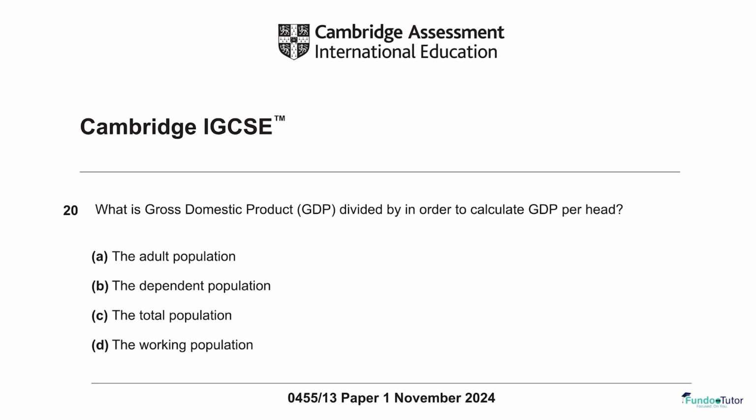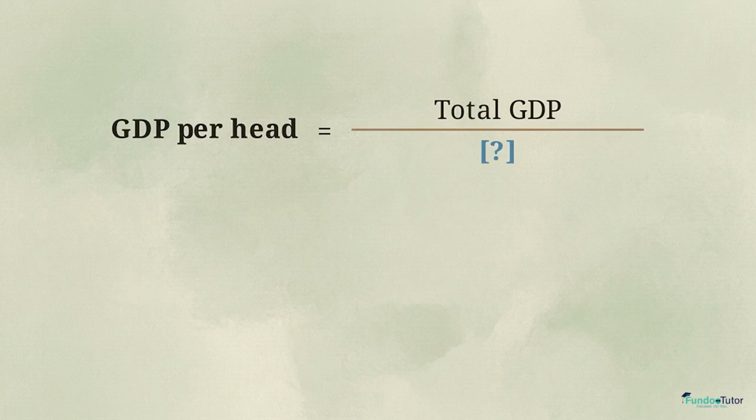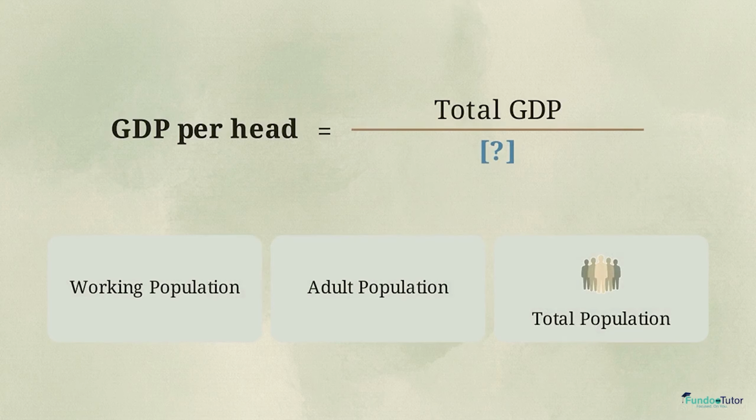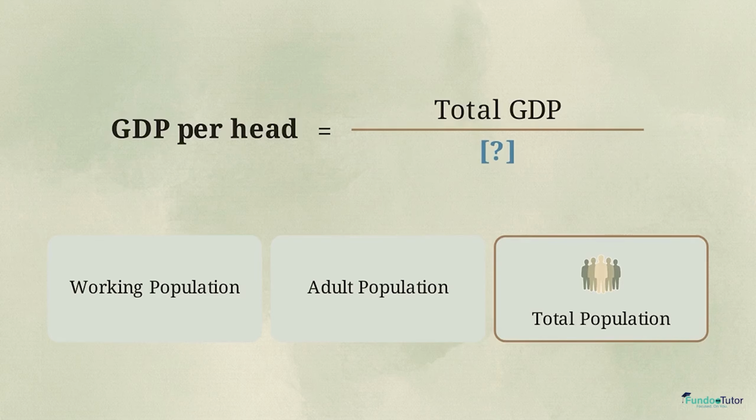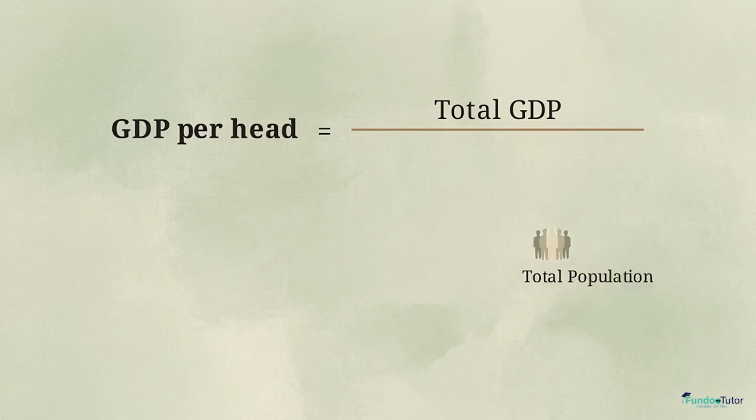We will finish with a quick 1-mark trap from the November 2024 multiple-choice paper. The question asks, what is GDP divided by to calculate GDP per head? Let's look at the calculation options. Because GDP per head measures the average income per person across the entire country, the denominator must always be the total population. You cannot let options like the working population or adult population distract you.